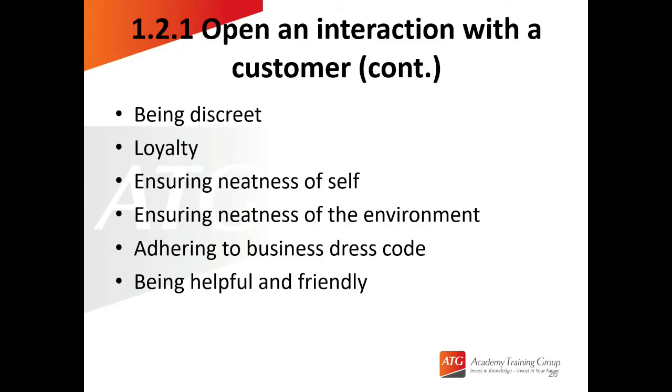That is important. Customers would basically look at you first before they even talk to you and decide from the start, before they've even spoken, based on your dress code, if they are going to receive the right type of service or not. Lastly, being helpful and friendly.